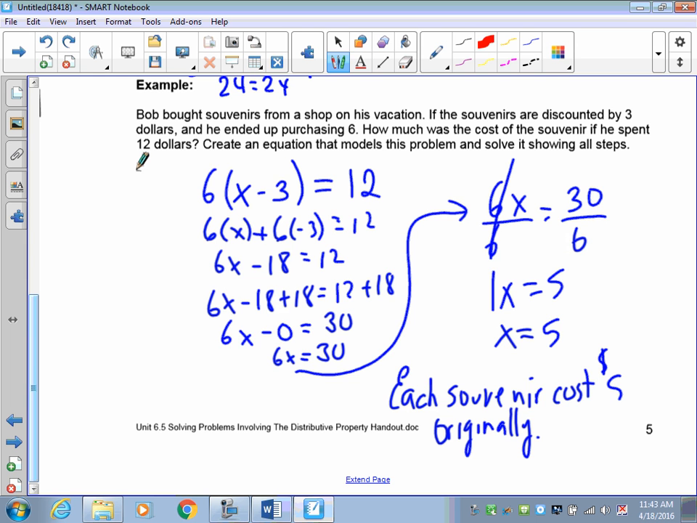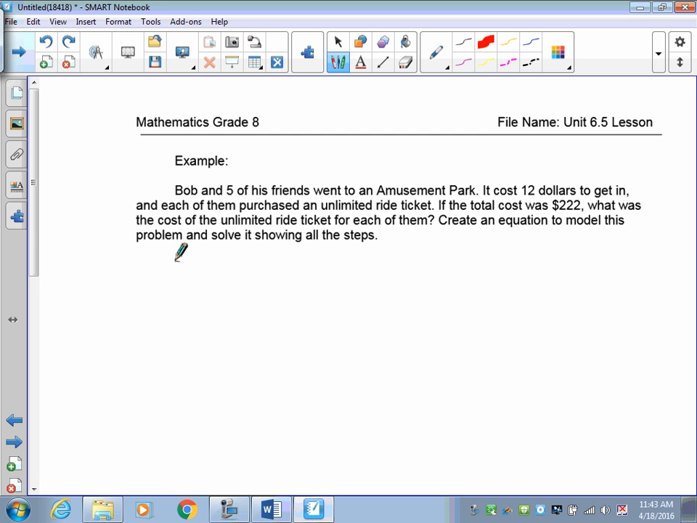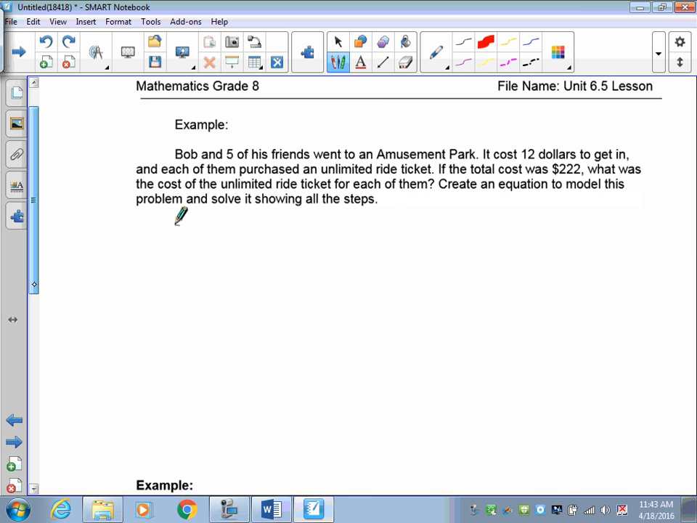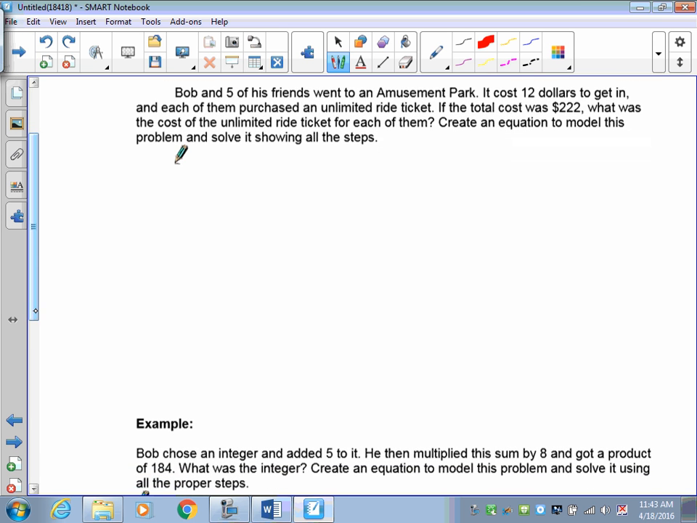Again, I want you to come up with the equation. All right, so Bob and 5 of his friends, now notice that's 6, went to an amusement park. It cost $12 to get in, and each of them purchased an unlimited ride ticket. If the total cost was $222, what was the cost of the unlimited ride ticket for each of them? Create an equation to model this problem and then solve it, showing all your steps. So first off, pause the recording and come up with your version of the equation.